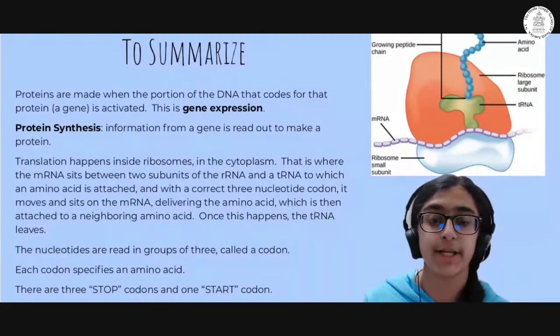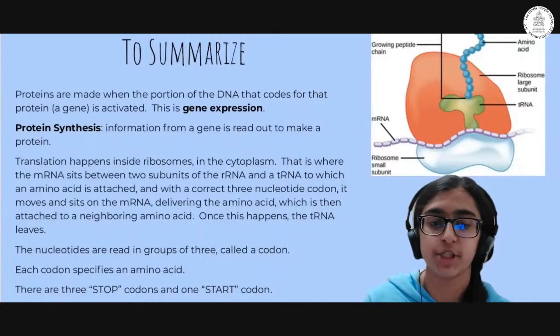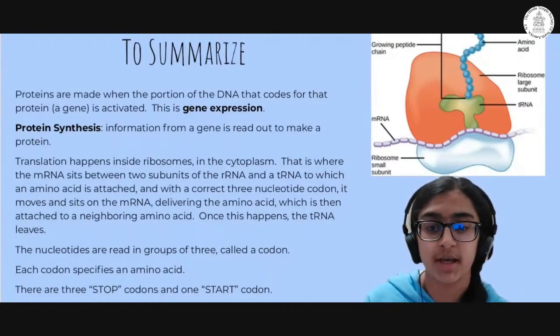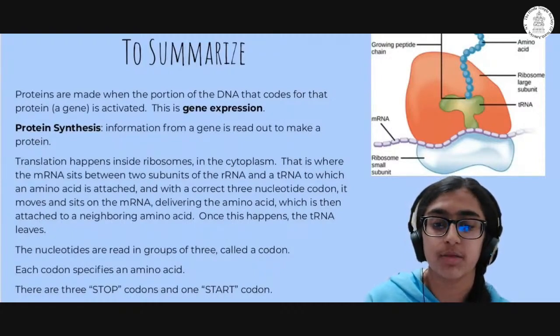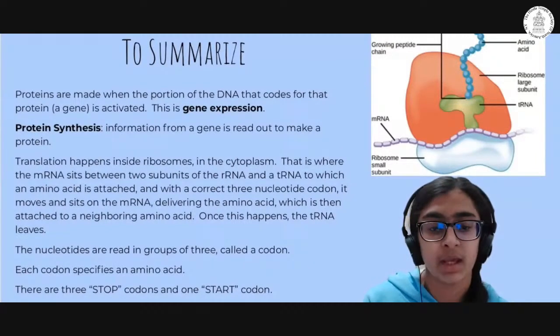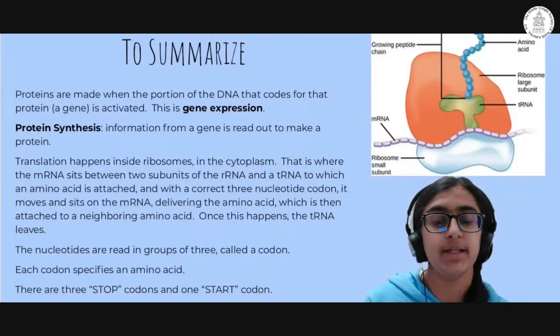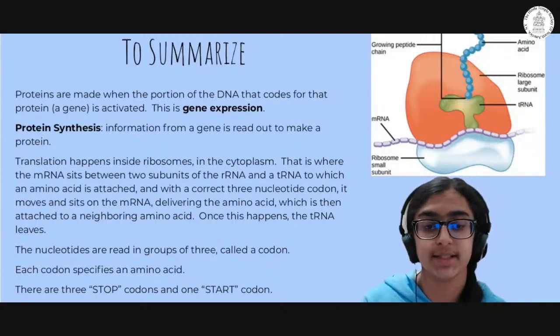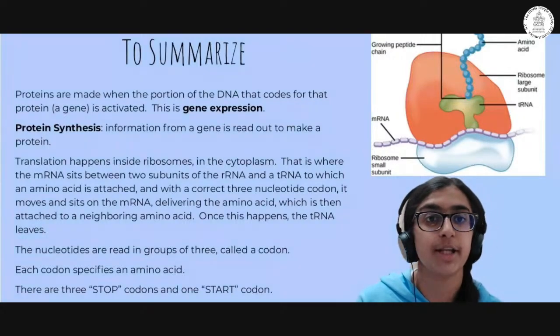That's where the mRNA sits between two subunits of the rRNA and a tRNA to which an amino acid is attached. And with a correct 3-nucleotide codon, it moves and sits on the mRNA, delivering the amino acid, which is then attached to a neighboring amino acid. Once this happens, the tRNA leaves.